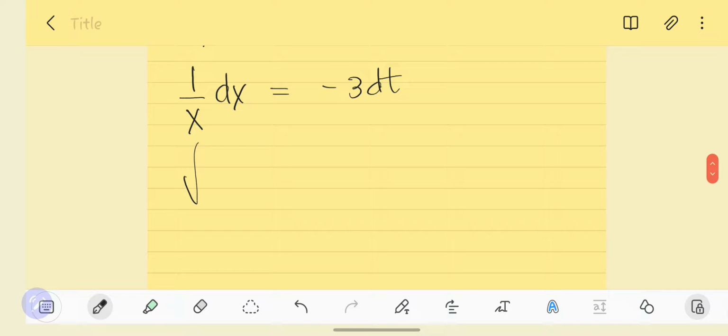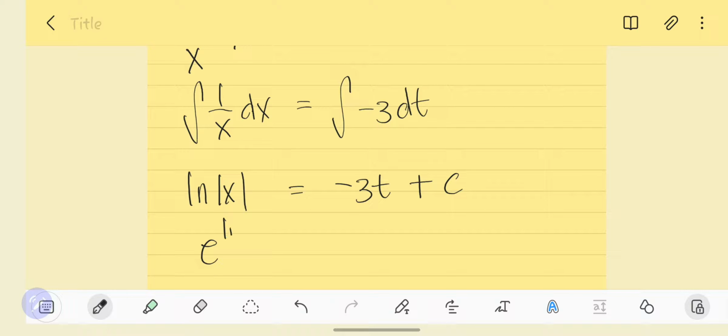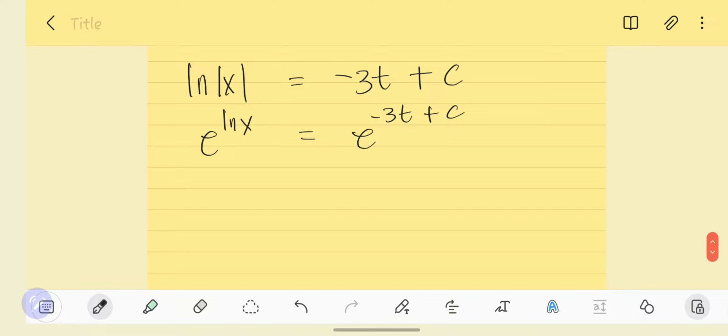Now we will integrate this. Integral of 1 over x dx is equal to the integral of negative 3 dt. So we know that ln x is equal to negative 3t plus c. And then raising this to the power of e, e to the ln x is equal to e to the negative 3t plus c. Now this becomes x is equal to e to the c times e to the negative 3t.